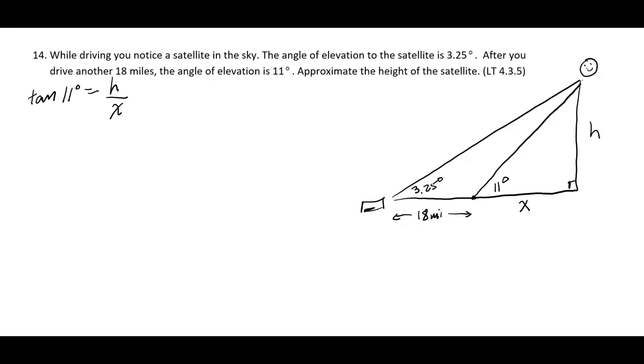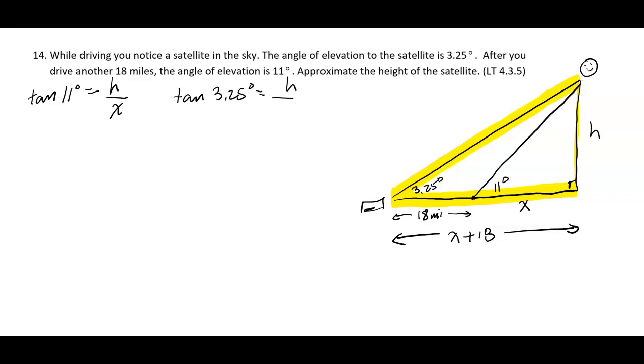And now, if we look at this big right triangle here, we can see that this side on the bottom is x plus 18. So that's our adjacent side. We have the same opposite side, which is h. So we have tangent of 3.25 degrees is equal to h over x plus 18. So we have a system. It's not a usual type of system you may have seen in algebra, but it is a system nonetheless.